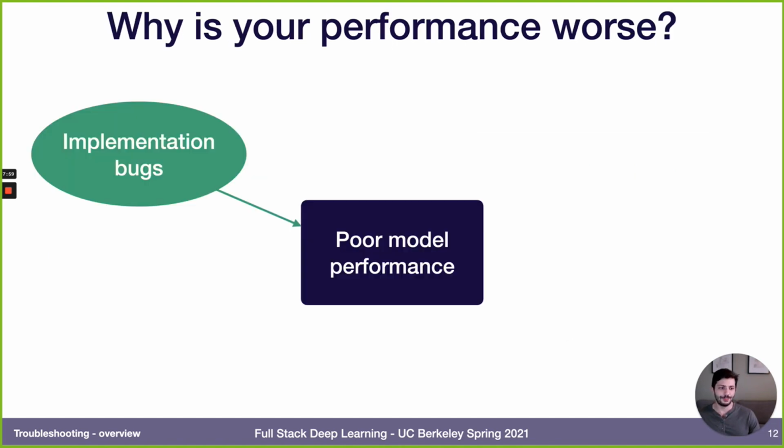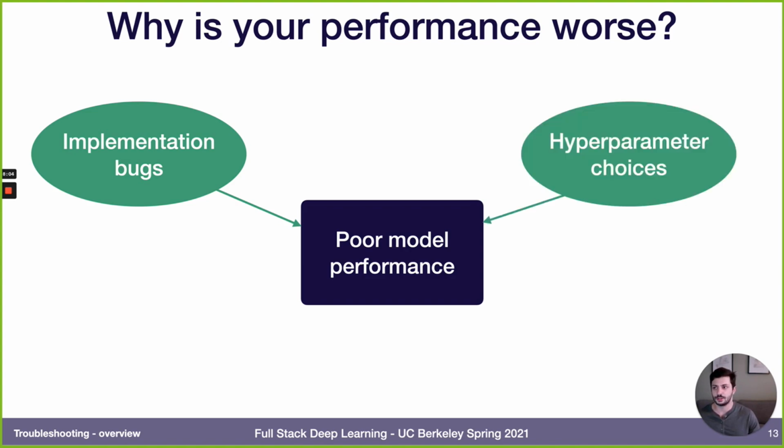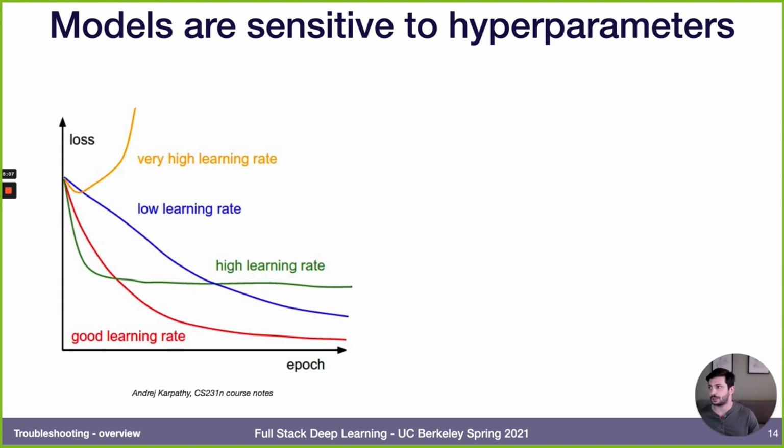But implementation bugs are not the only possible source of the same error. It could also be caused by hyperparameter choices. It turns out in deep learning, oftentimes our models are pretty sensitive to small differences in choices of hyperparameters. So this is a cartoon chart about what can happen to your model's performance if you choose different learning rates.